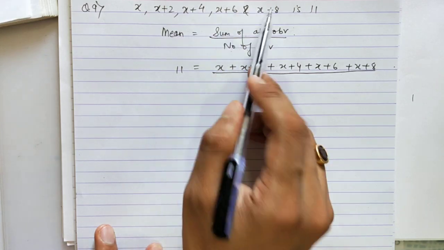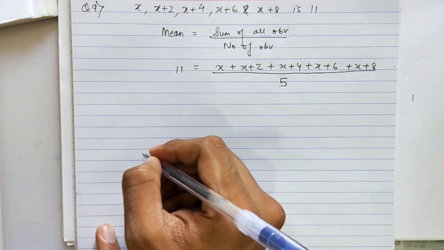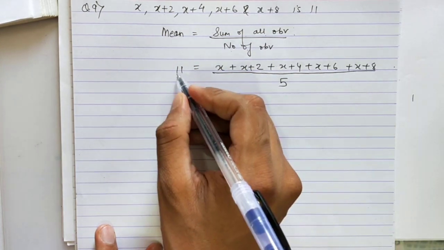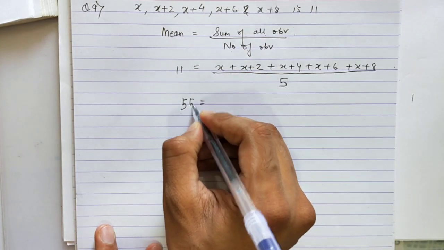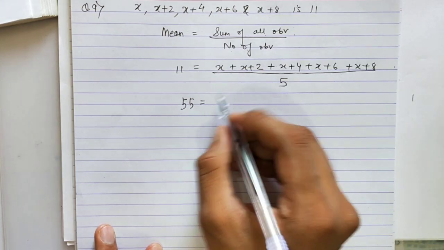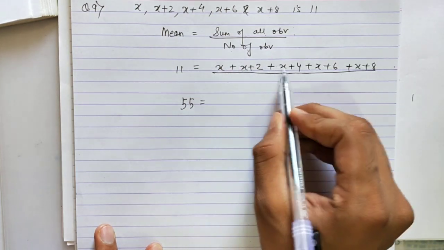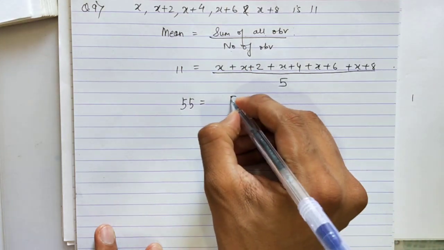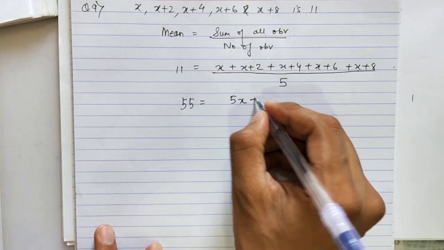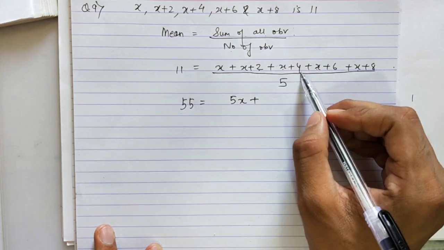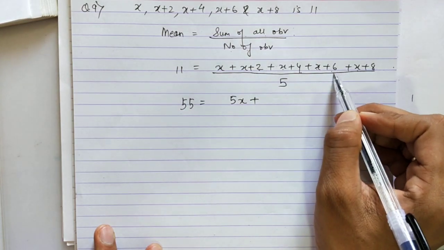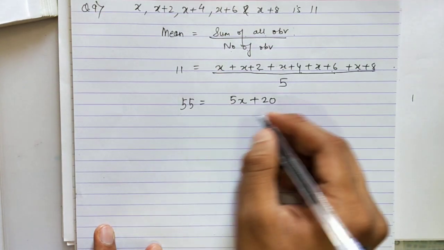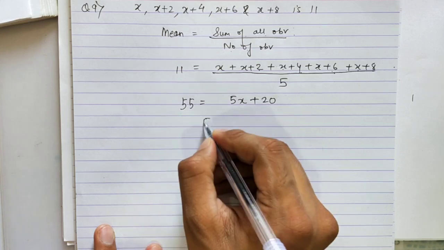Number of observations is 5. So if this 5 goes here and gets multiplied, it will become 55. So 55 is equal to, let's add this: x plus x plus x plus x plus x becomes 5x, plus 2 plus 4, 6. 6 plus 6, 12. 12 plus 8, 20. Okay, so let's bring this 20 here.